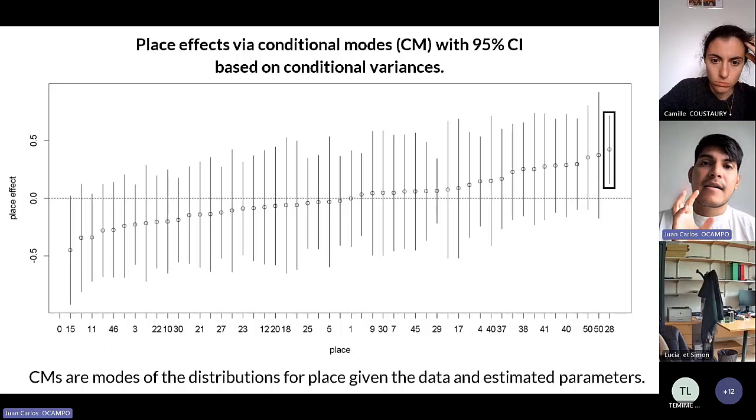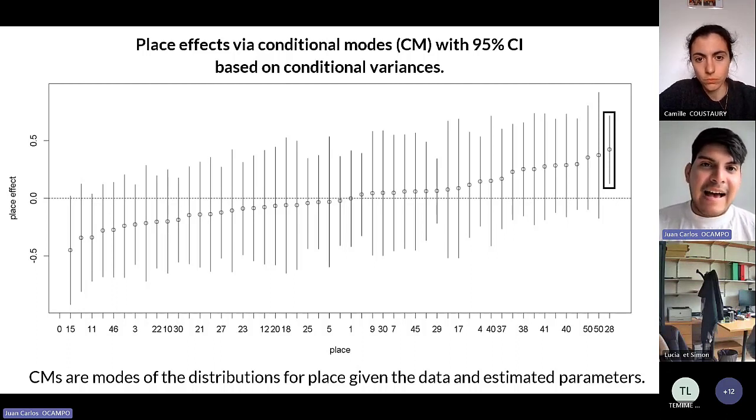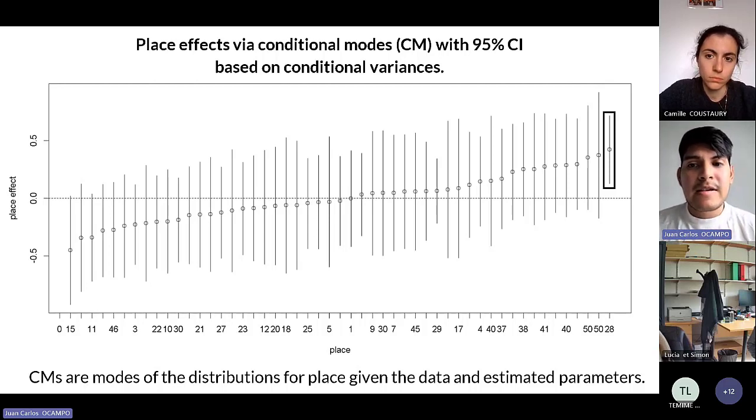However, we can get, for these models, conditional modes. Conditional modes are modes of the distribution for place given the data and the estimated parameters. As it stands, it is our best guess at the effect of our random effect within our model. We can also get our 95% confidence intervals based on what we call conditional variances.